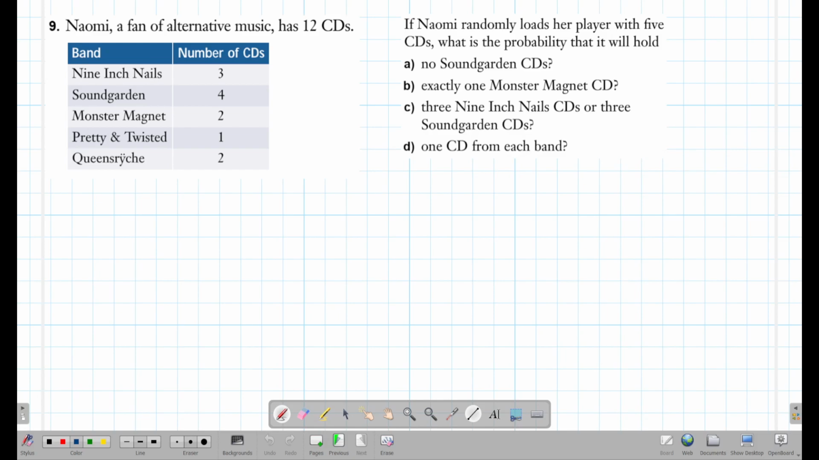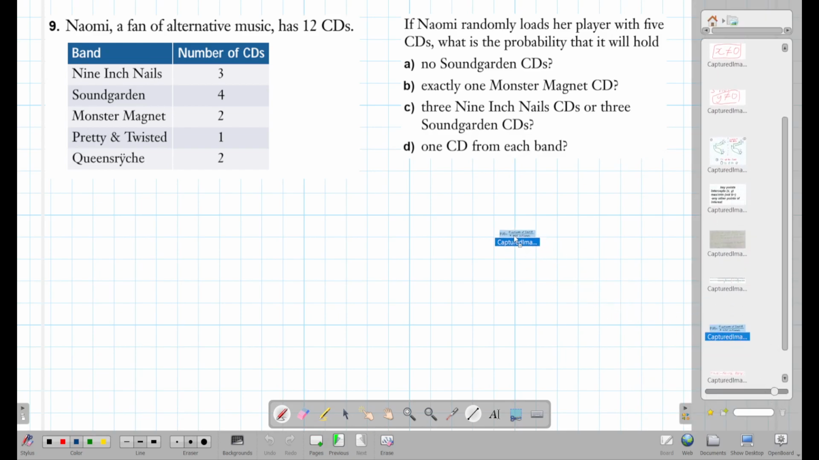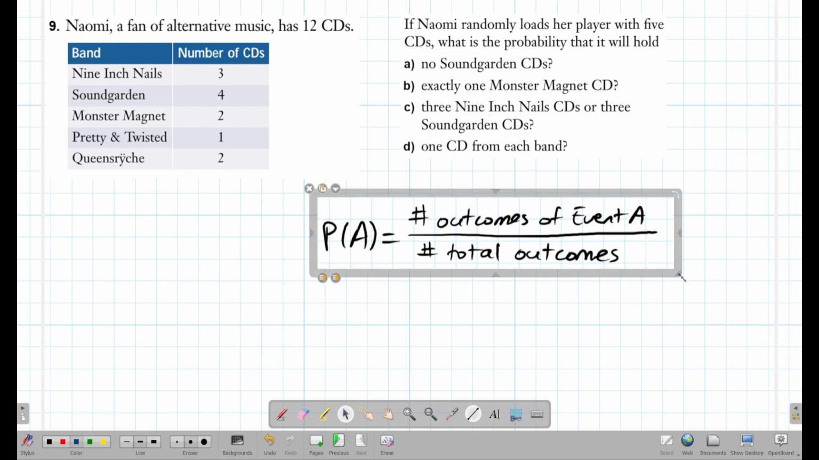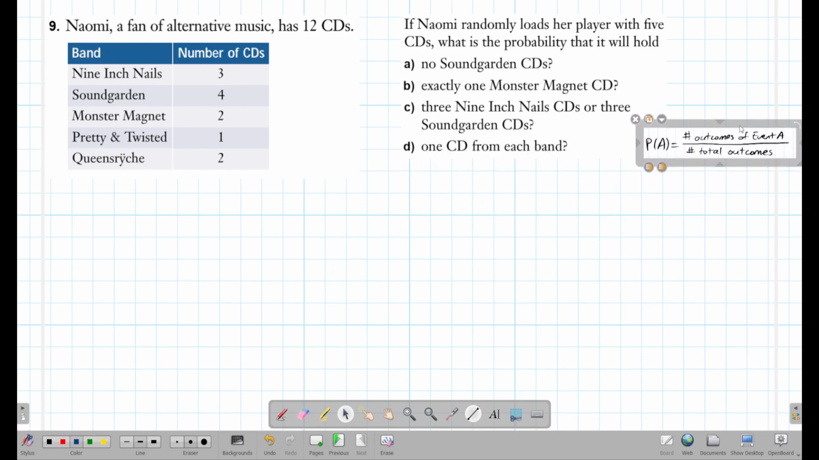Just reading this question, you can tell that this is a probability using counting techniques kind of question. With probability using counting techniques, we're going to rely on the fundamental equation for probability. Like I always say, we have to consider the total number of outcomes, because that's the easiest thing to do. To consider that, we think about how many ways there are of loading her player with 5 CDs when she has 12 to choose from.